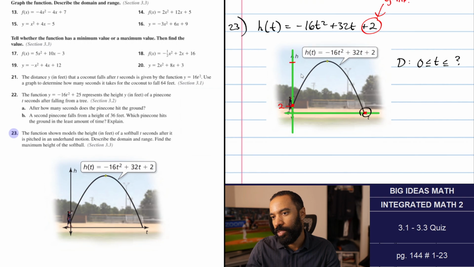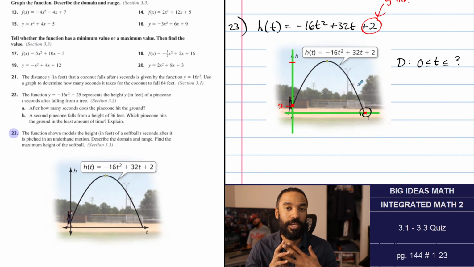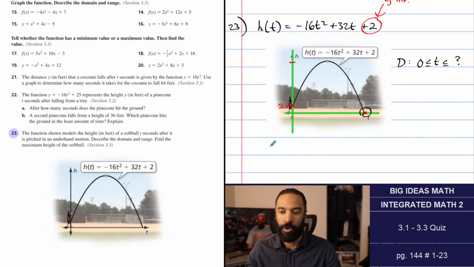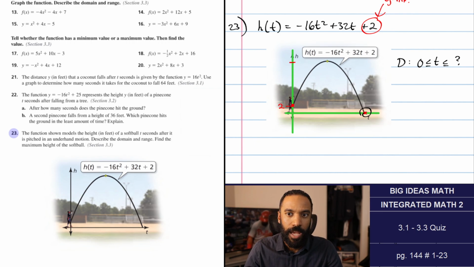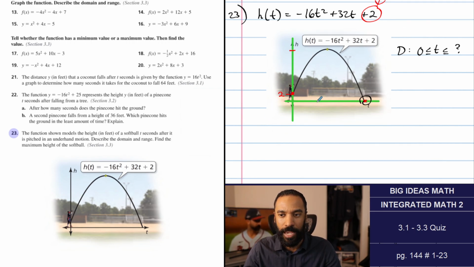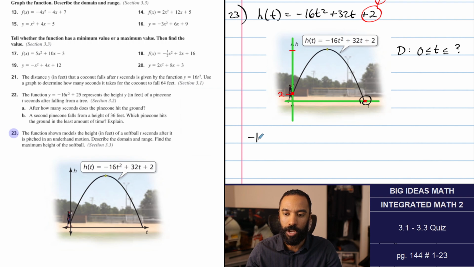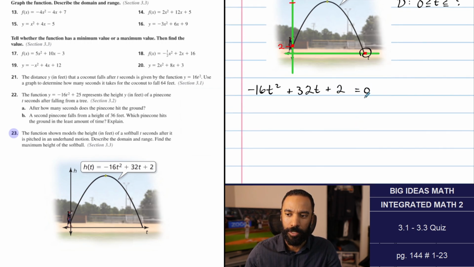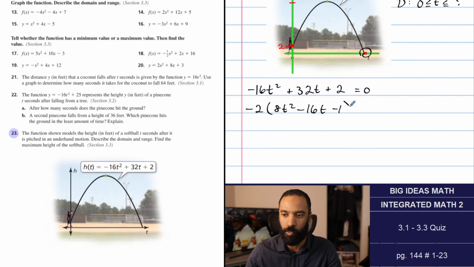Now, this time, because I don't have the scale of the graph and they just kind of give me this, I'm more inclined, if you don't mind, to solve this thing algebraically. I have to actually figure out where this hits. I'm sure the book probably says, I used a graphing calculator and found out where it intersected. So I'm going to go ahead and just do this one algebraically. If you'd like to use a calculator, go ahead. This one's probably less in the form of the graph itself. So set equal to 0. I have a GCF of negative 2, and if I factor that out, I have 8t squared minus 16t minus 1.